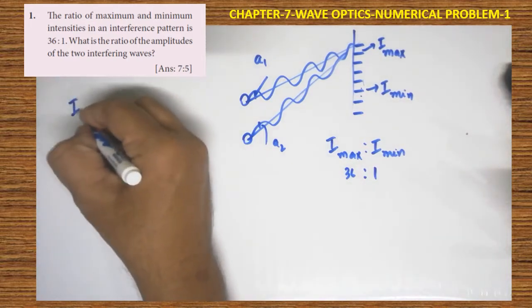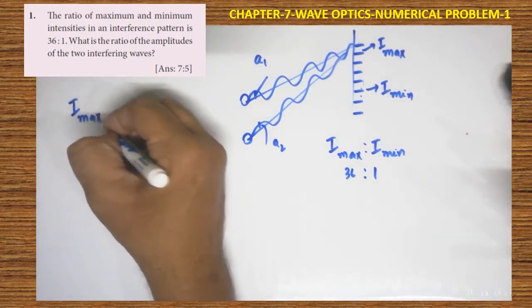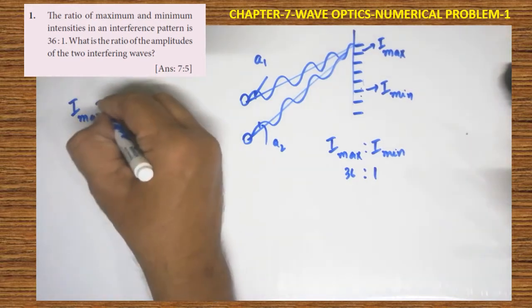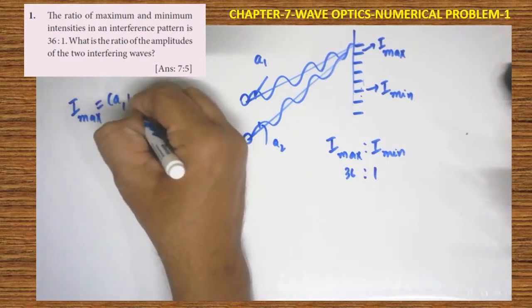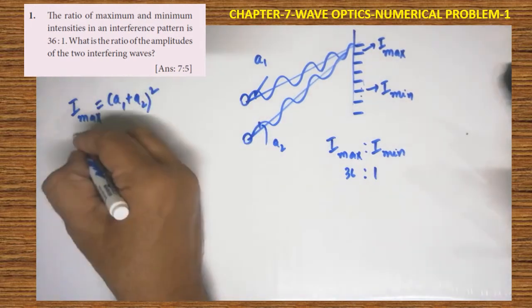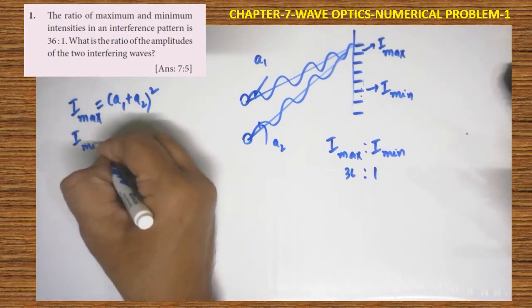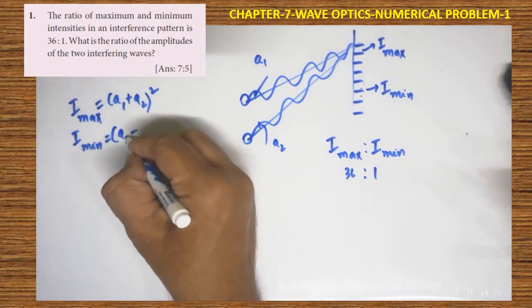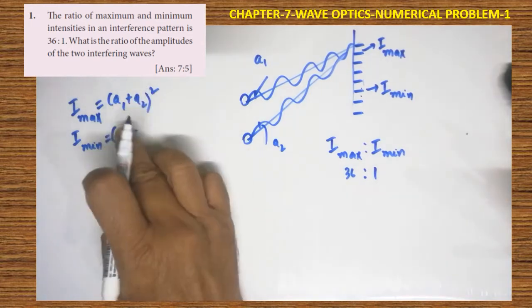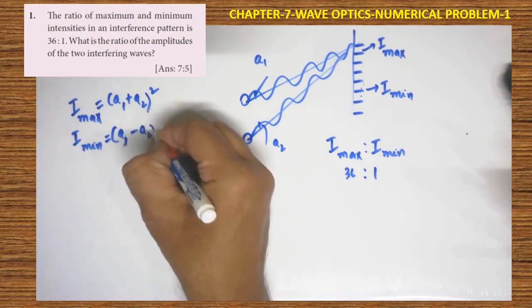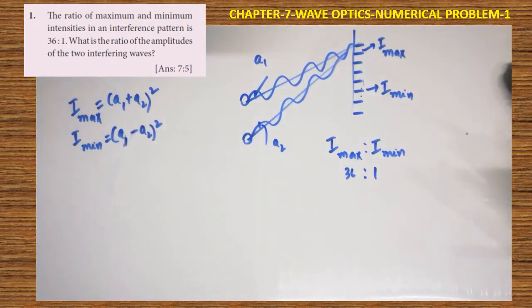First, you should know the formula. From the theory part, we have already derived it. I max formula is (A1 plus A2) whole square. Like that, I minimum formula is also available in the theory. Its value is (A2 minus A1) whole square. So these are the two formulas. Both are available in the theory part.